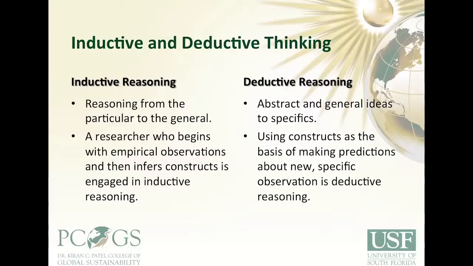Now, let's go to deductive reasoning, which is taking abstract or general ideas to the specific, taking the large to the specific. And within that, you're using constructs as the basis for making predictions about new specific observations. And this is deductive reasoning. So let's get away from this technical stuff and back to the squirrel.